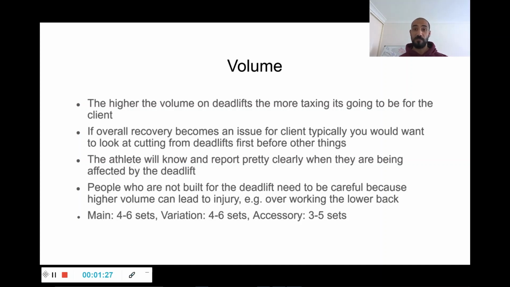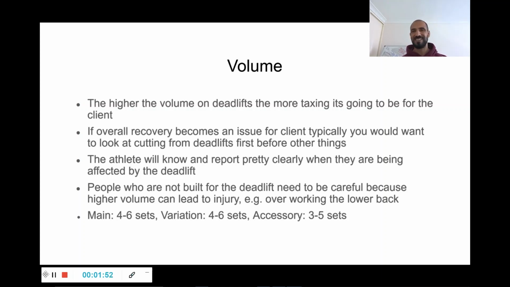If the overall recovery of the athlete becomes an issue, you're finding through whatever means that you have, whatever system that you have, and hopefully you do have a system of determining recovery for your client. Whenever you find that the recovery is an issue overall in the program, deadlift is probably the first place you need to take things away, right?